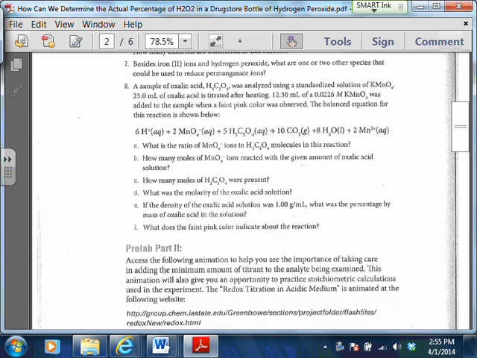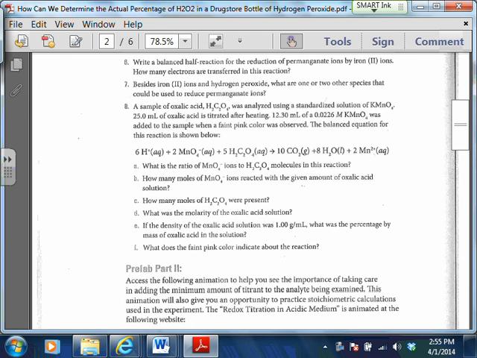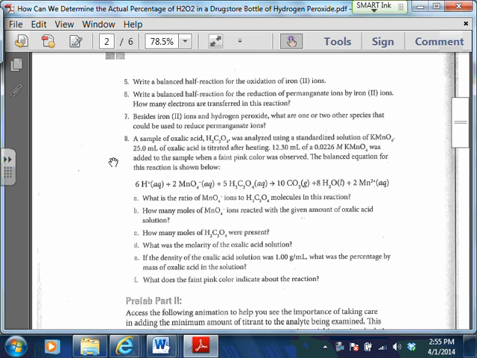Okay, anyway. What was the molarity of the oxalic acid solution? After you figure out how many moles of that were present, you've got moles of the oxalic acid, and you've got the original volume of the oxalic acid, so you should be able to figure out your molarity at that point.